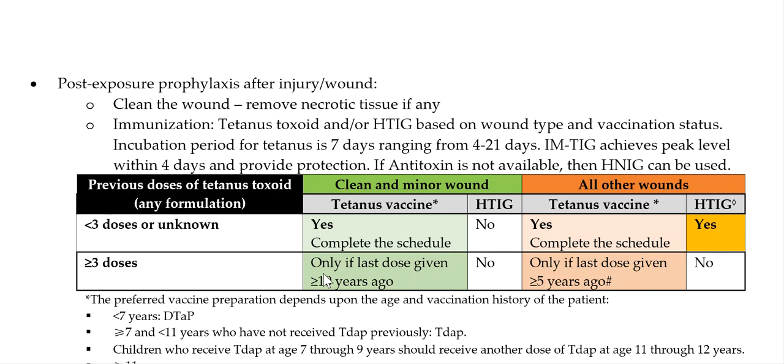Now coming to all other wounds, yes, we require a tetanus vaccine single dose in case of less than 3 doses or unknown doses, and then we will complete the rest of the schedule. Suppose he has taken 2 doses, then we have to give whatever remaining doses are there. If that person has had 3 or more doses and the last dose was more than 5 years ago, then you should give the vaccine to that person. And immunoglobulin is only required for less than 3 doses or unknown vaccination status.